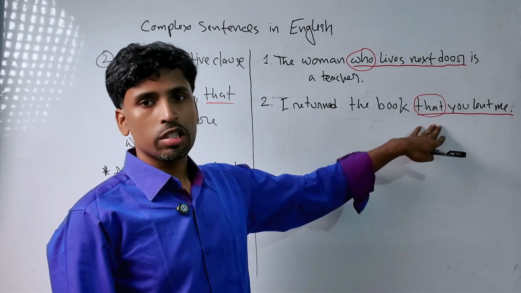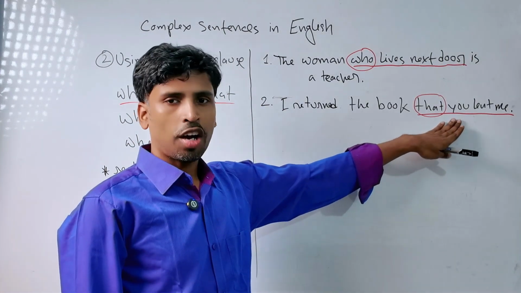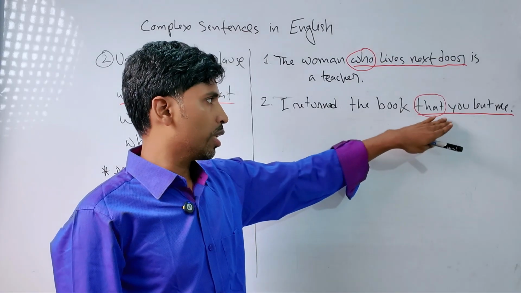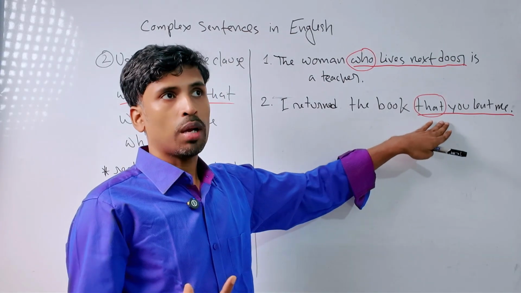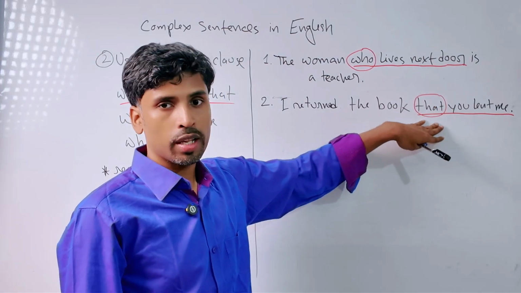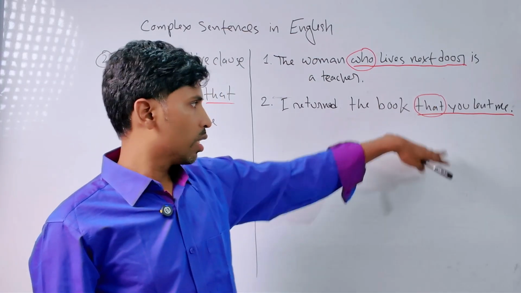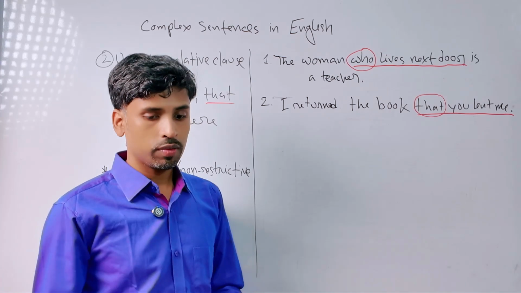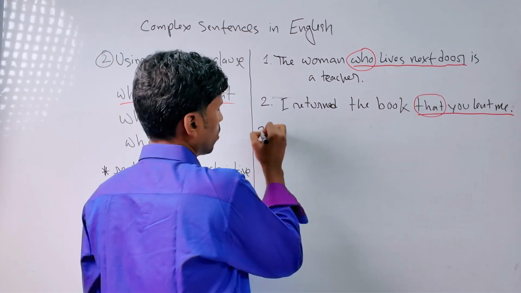So is this a restrictive clause or a non-restrictive clause? It's a restrictive clause. Why? Because there are no commas here. And also the meaning will tell you that the clause is restrictive. Okay, the relative clause is a restrictive one.